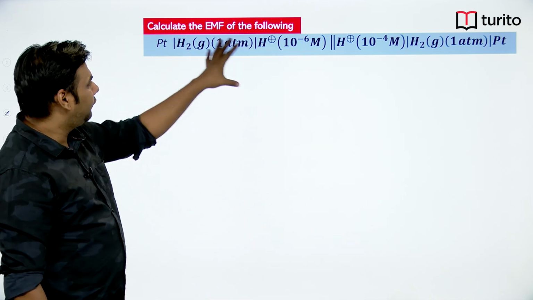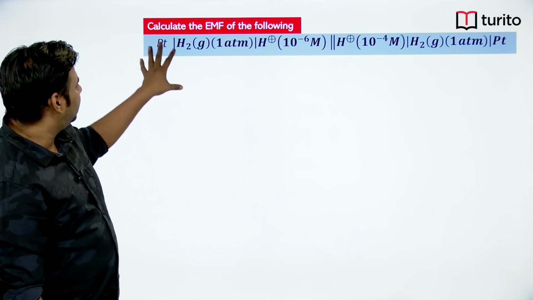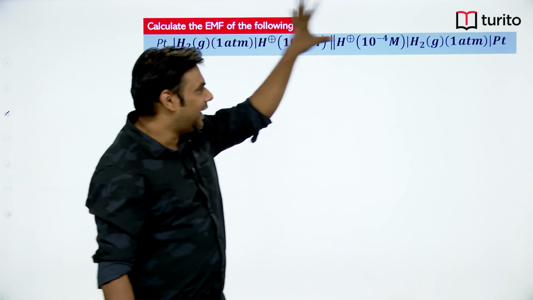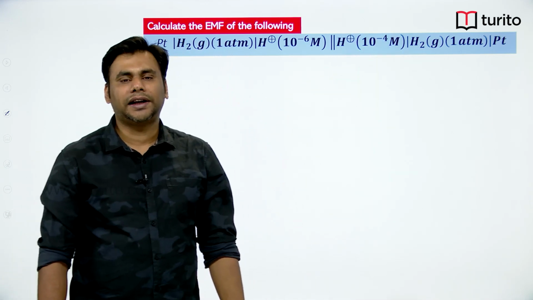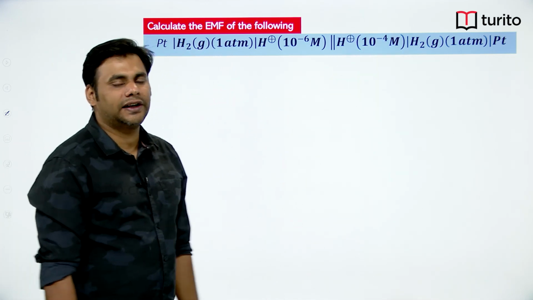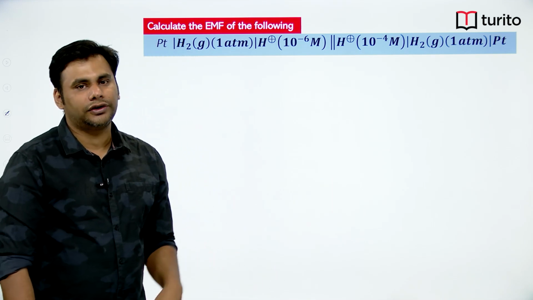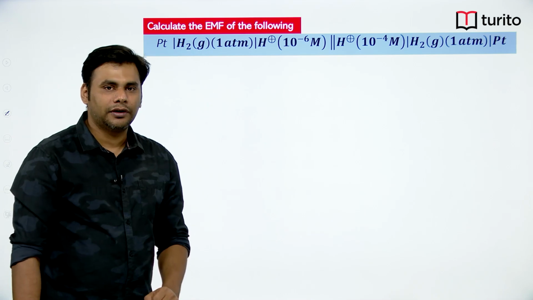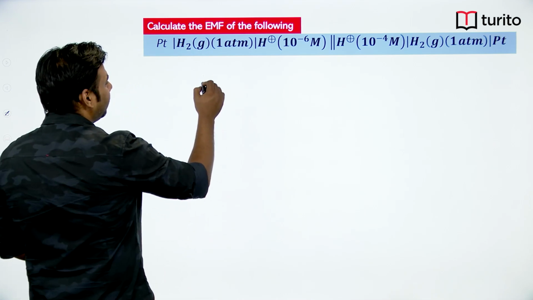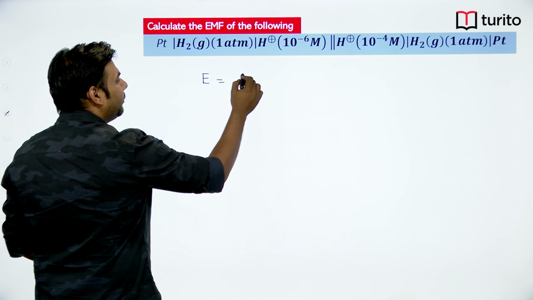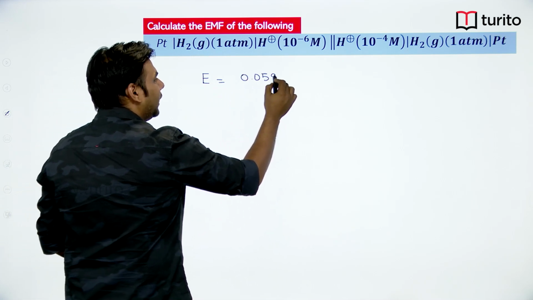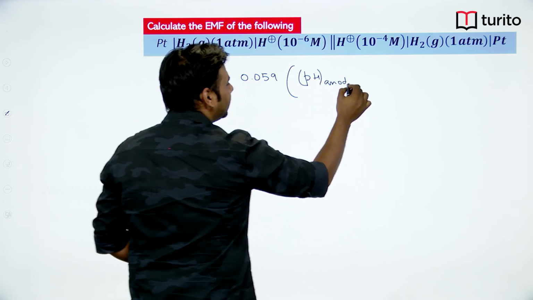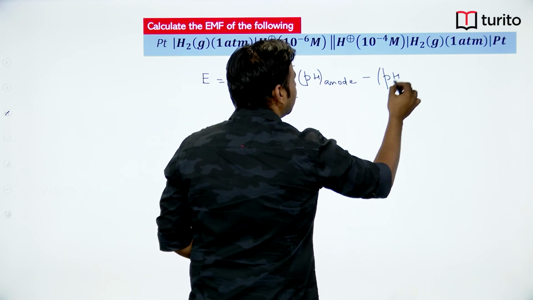So we have to find the EMF of this cell. Obviously I can see that there is a hydrogen ion electrode in the anode and hydrogen gas at the cathode. So both the electrodes are same, so we know that it is a concentration cell for sure. So E naught cell would be 0, but we have to find the EMF. So EMF, I have already told you, would be 0.059 into pH of anode minus pH of cathode.